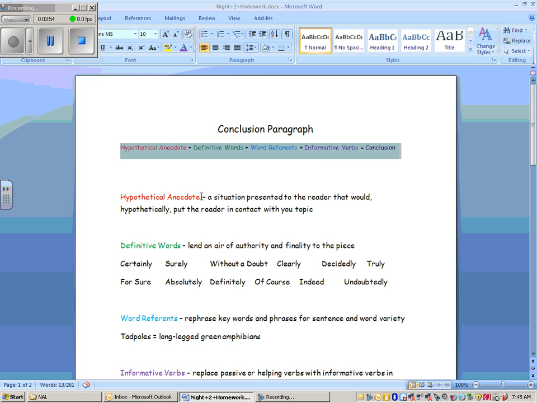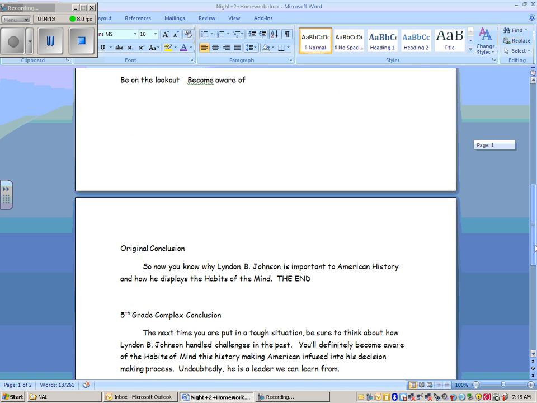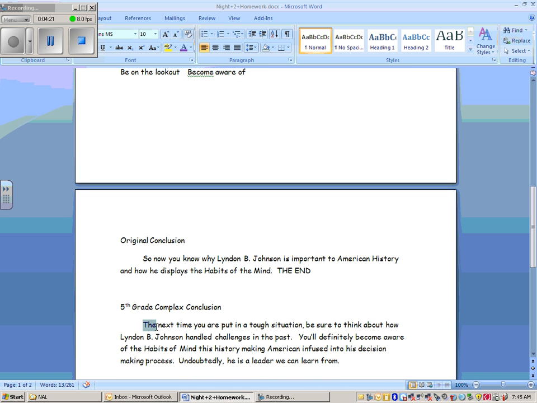An anecdote is kind of just like a short story or something like that. So a hypothetical anecdote is a situation that you present to the reader that would hypothetically put the reader in contact with your topic. So somehow you have to make your topic link to the reader. So if you look at my example down here, I said, the next time you're put in a tough situation, be sure to think about how Lyndon B. Johnson handled challenges in the past.